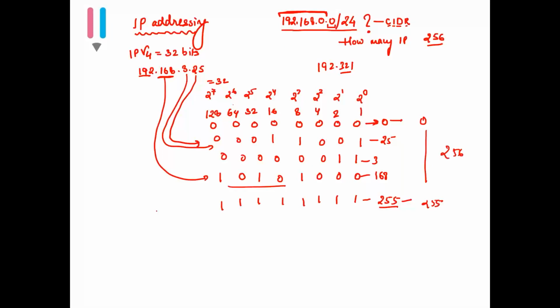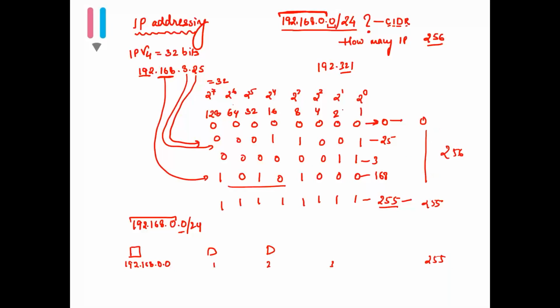Means if, let's say, a company is choosing a CIDR 192.168.0.0/24, then for that company, this part is not going to change. Every device in that organization will have the same first three numbers, 192.168.0, but the last number will keep on changing from 0 to 1 to 2 to 3, and at last it will be 255. So in total, how many IPs can I create? 256.